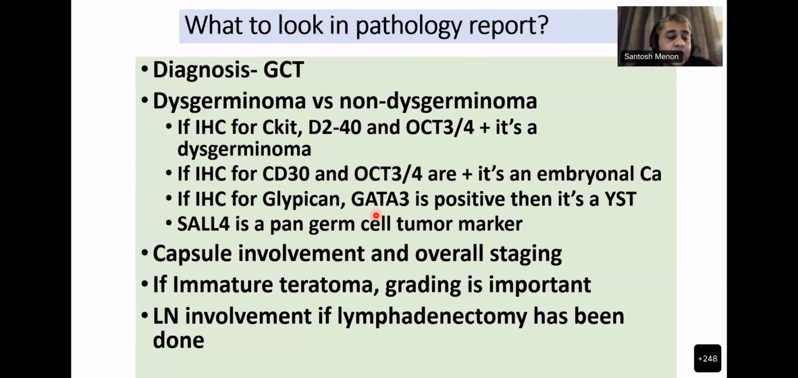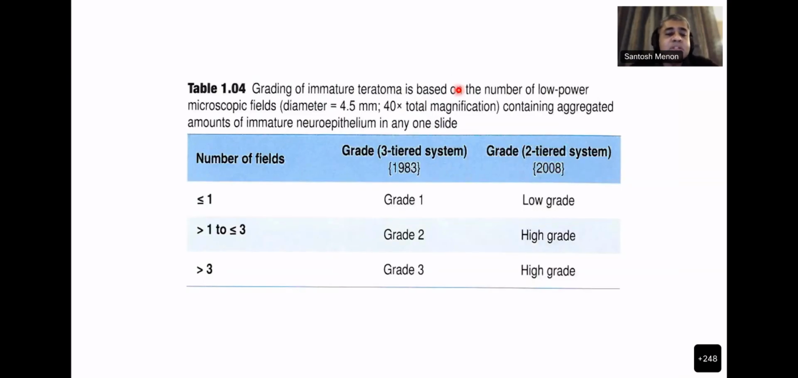So how do you grade the immature teratoma? It is based on the number of areas of immature neuroepithelium you see on any one slide. If there is less than one focus at 4x, you call it grade 1. If there are more than 3 foci in a 4x field, you call it grade 2. So it's in any one slide. It's not like a different slide. In one slide, if there are more than 3 foci at 4x power, you call it grade 3.